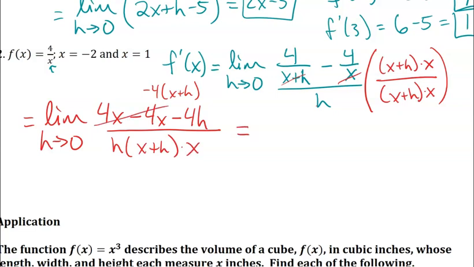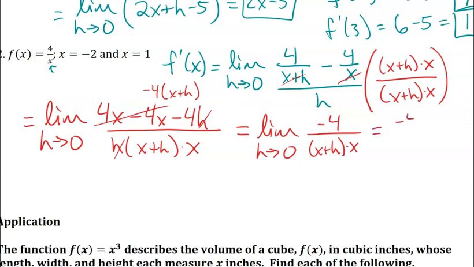4x minus 4x, that's 0. The non-h terms disappear, which is what we want. I have a negative 4h and an h down here. I'm going to reduce by h. So I'm left with the limit as h approaches 0 of negative 4 over x plus h times x. Plug 0 in for h now, and I have negative 4 over x times x, so x squared. So my derivative function is negative 4 over x squared.